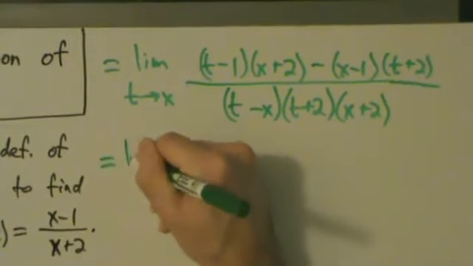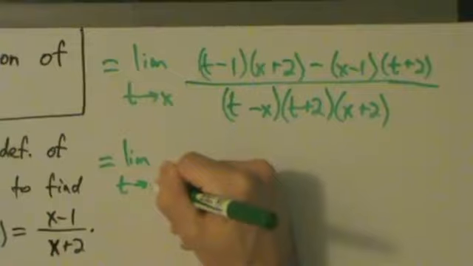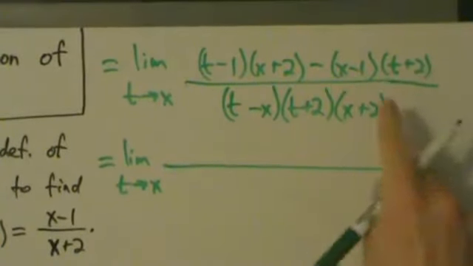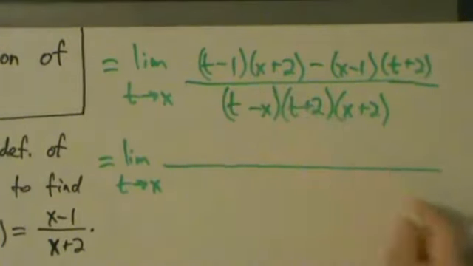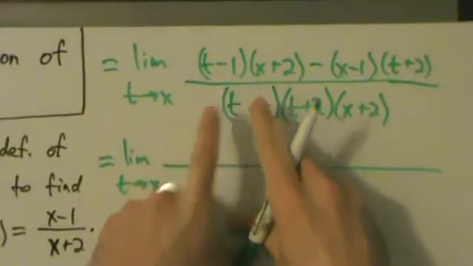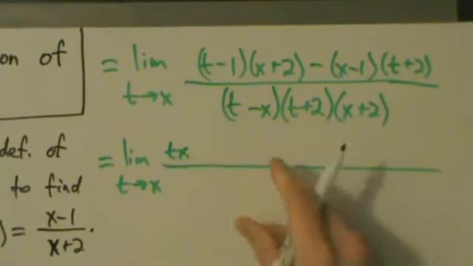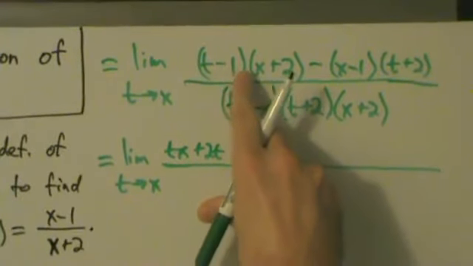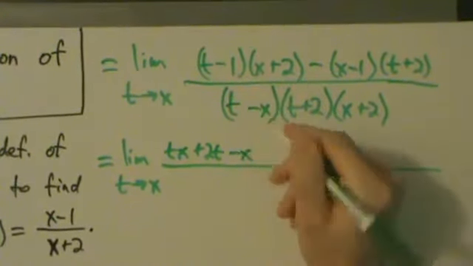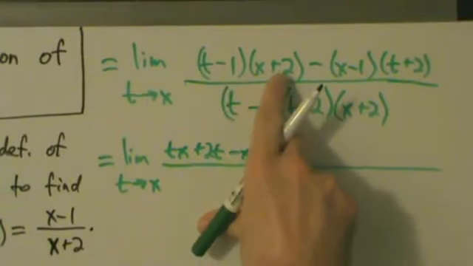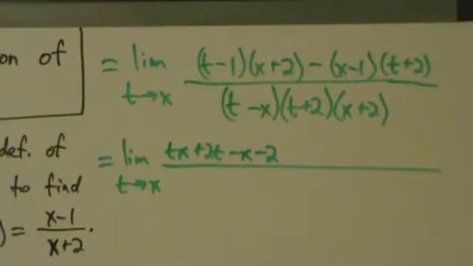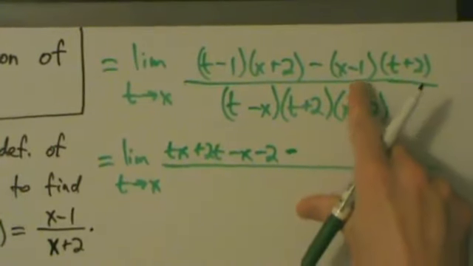Why do we have to be careful? Well, first of all, this equals the limit as t approaches x of what? So what we have to be careful about is when we subtract this stuff here. But for now, let's do this first term here. So when we FOIL, first gives us tx, outer is plus 2t, inner is minus 1x, or in other words, just minus x, and then last is minus 1 times plus 2, which gives us minus 2. Now we have to be careful because we have minus all this stuff here.